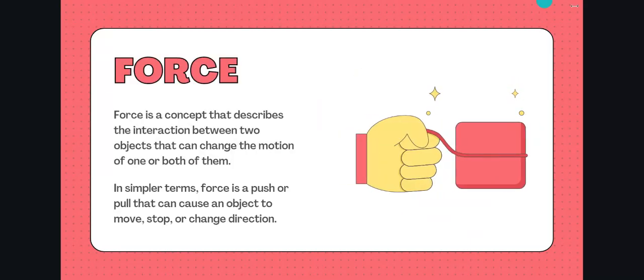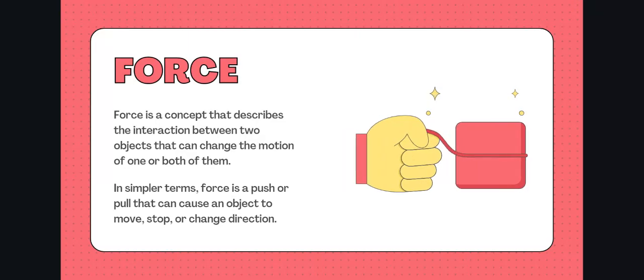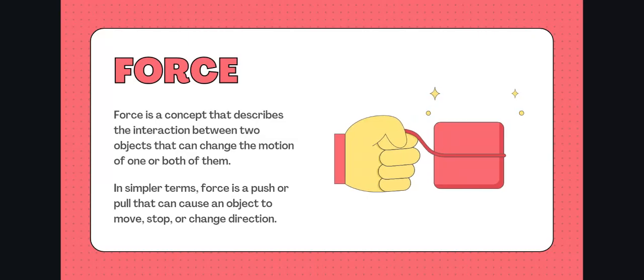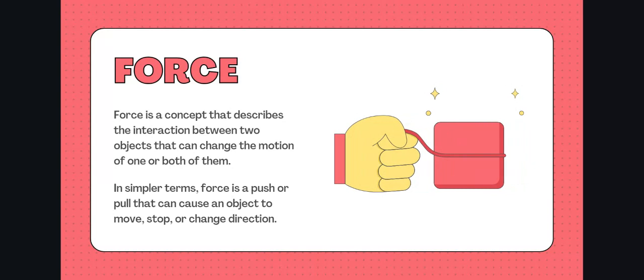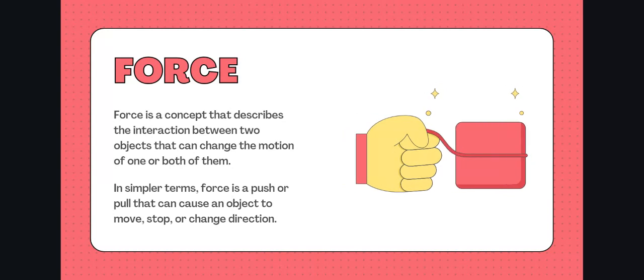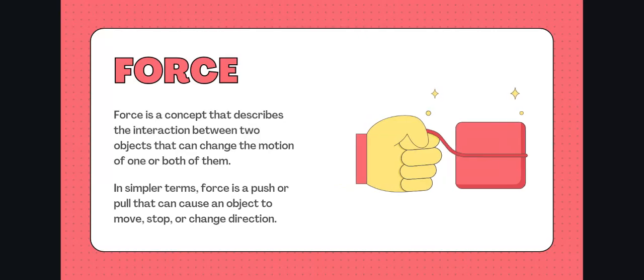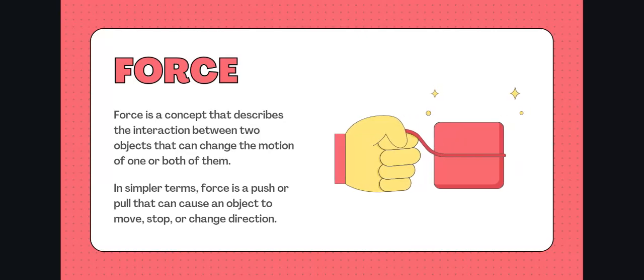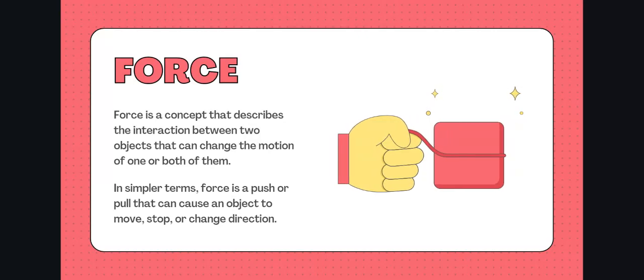So the first topic we have to learn about is force, before we learn about friction and gravity. So what is force? Well, it's an interaction between two or more things that can change the motion of both of them or one of them. And in another way, it is a push or pull, and it can change an object's direction, and it can cause an object to move or stop.